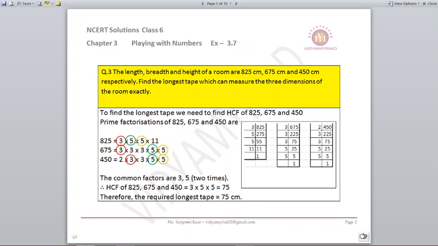prime factorization of the numbers separately. After doing it separately, we will find the common factors among them. If you see, we have 3 common, 5 common and 5 common. 2 fives are there and 1 three is there. So 3 multiplied by 5 multiplied by 5 gives you 75. So the required longest tape comes to 75 centimeters.